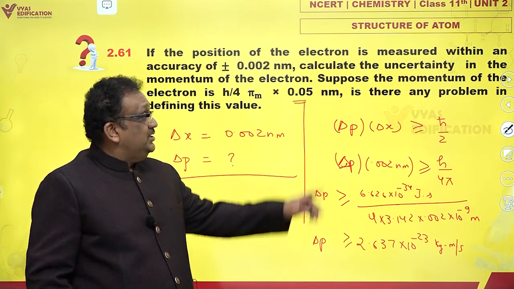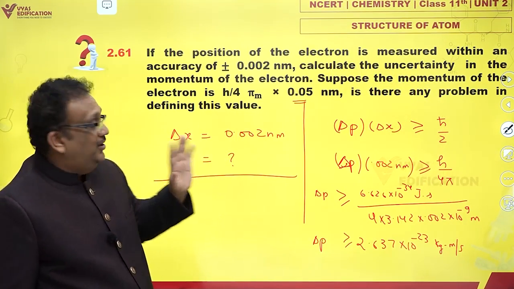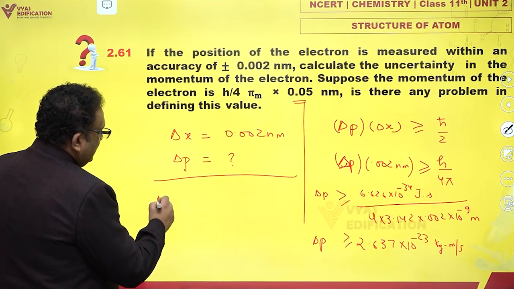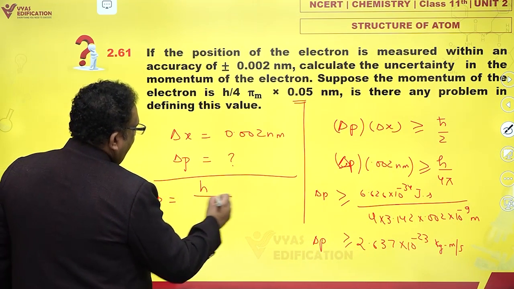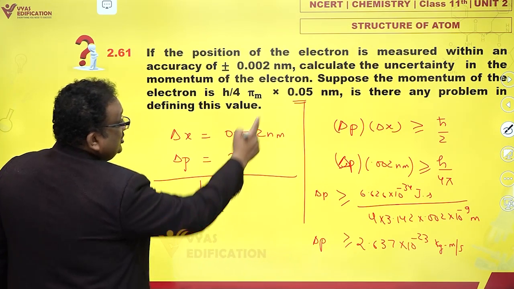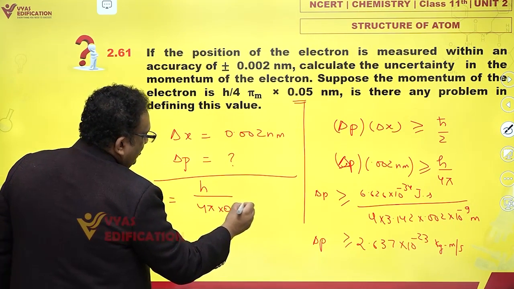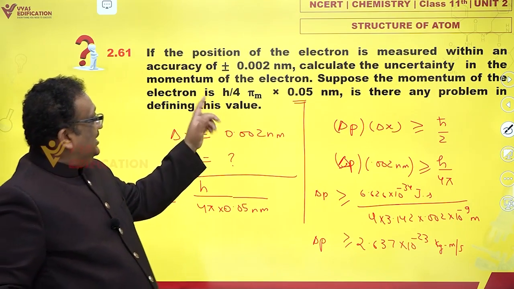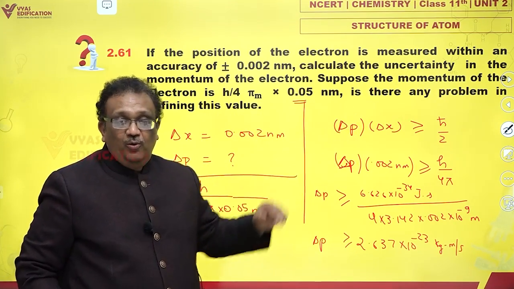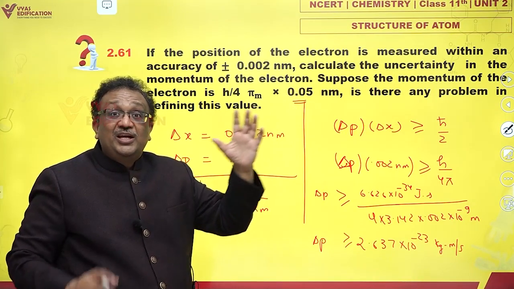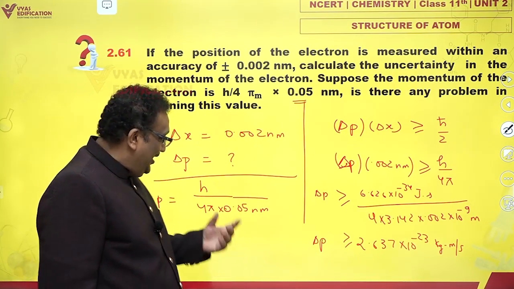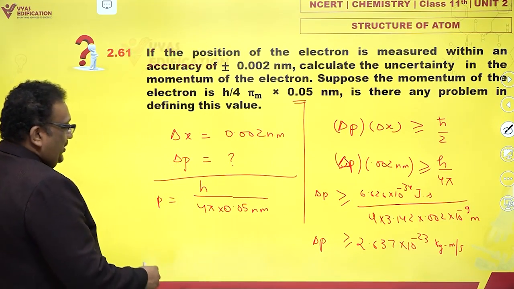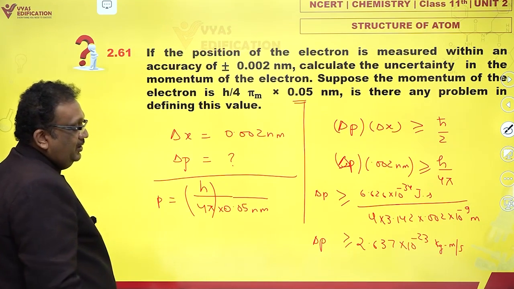Please look at the units. The unit of momentum is not nanometer. So actually they're saying P is h by 4 pi into, this should be in the denominator, 0.05 nanometer. It appears as if this is separate and this is separate. No, assume this is in the denominator. Then it would work. Say P is so much, right?